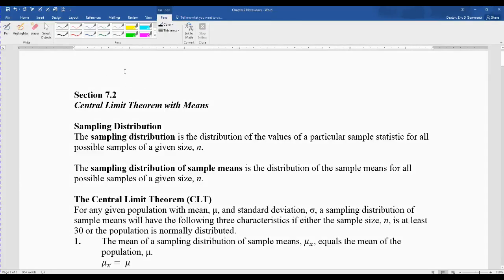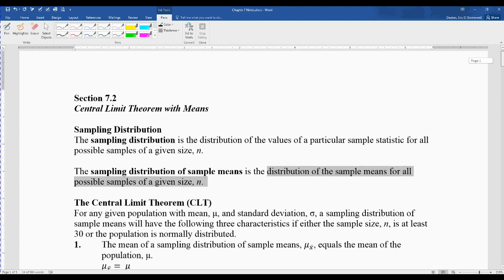The central limit theorem, what this basically is, if you've watched my other videos, it's the same thing as the other videos. We're going to use normal distributions for the most part. And what this is, we're looking at all the possible samples of a given size instead of an individual data value or x value. We're looking at the distribution of all sample means for all possible samples of a given size n.